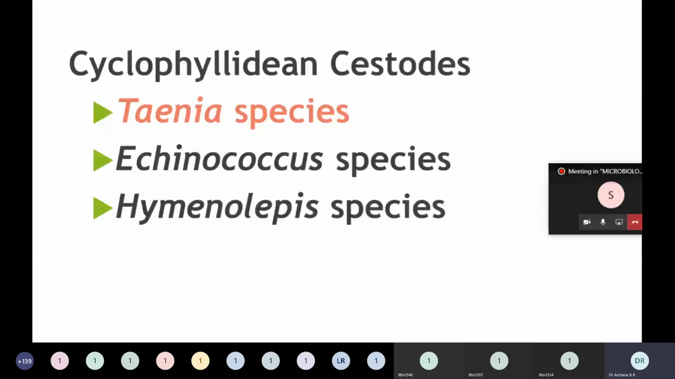So cestodes are broadly classified under two orders: Pseudophyllidean cestodes and Cyclophyllidean cestodes. Today we will discuss Cyclophyllidean cestodes. In that, we have Taenia species, Echinococcus species, Hymenolepis species. Of these, today we will discuss Taenia species.